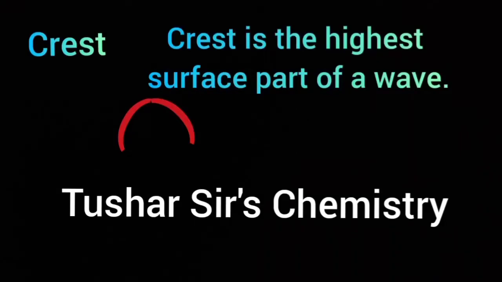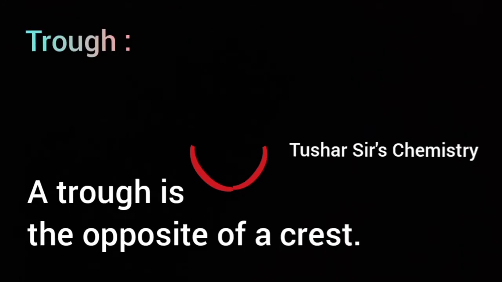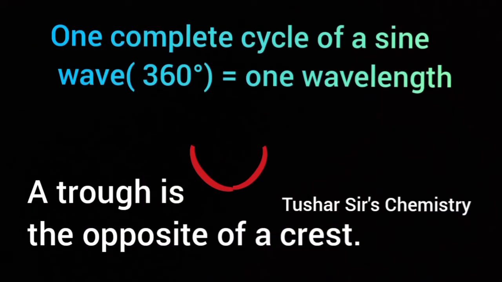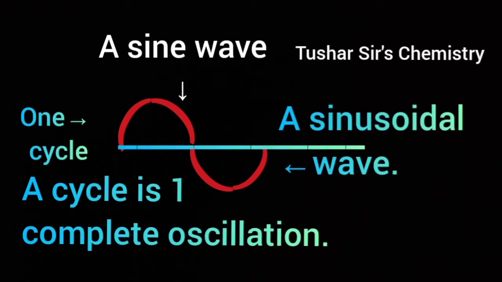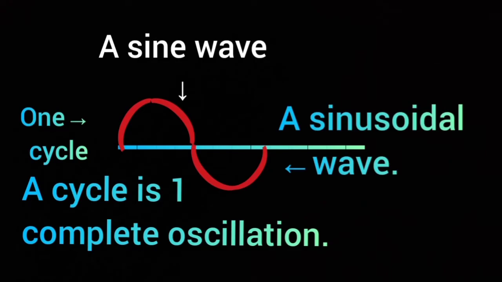Hello. Crest is the highest surface part of a wave and the lowest part of a wave is called trough. One complete cycle of a sine wave is equal to one wavelength. This is a sinusoidal wave. A cycle is one complete oscillation. This is a sine wave.